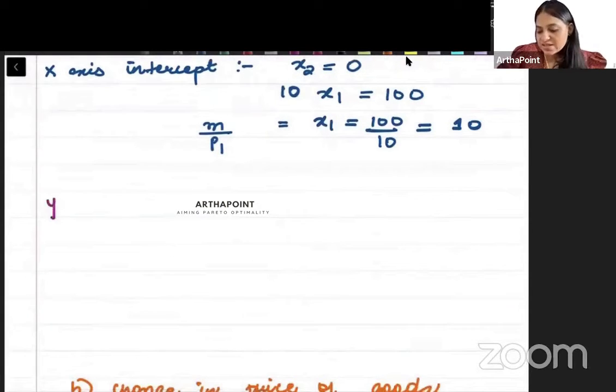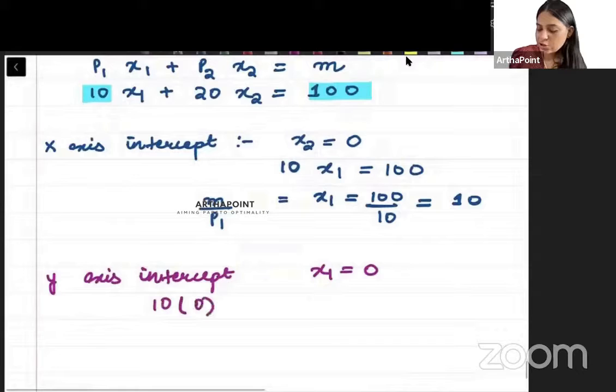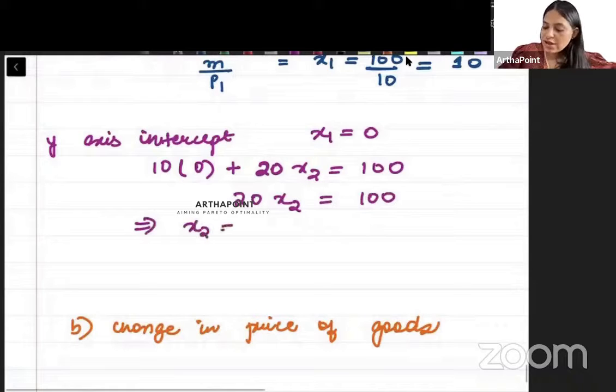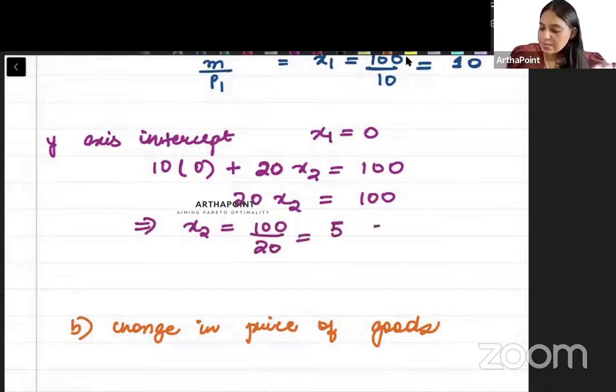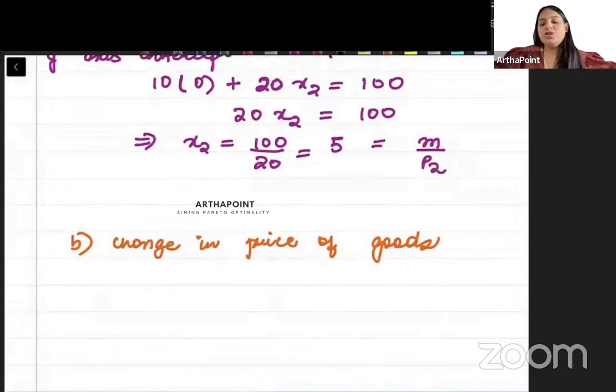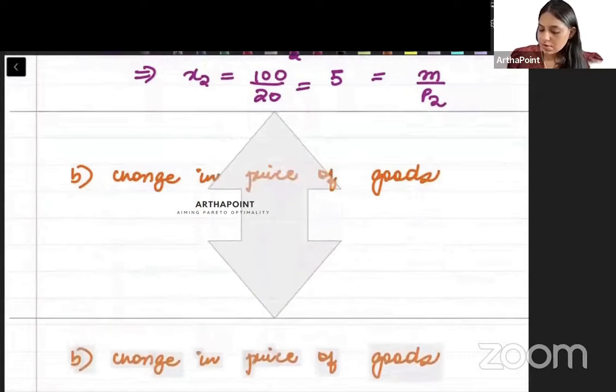अच्छा, what about y axis intercept, बेटा? Y axis intercept is when you put x1 as 0. x1 को 0 रखोगे, तो in this same equation, 10 into 0 plus 20 into x2 is equal to 100. बेटा, you will get 20 x2 is equal to 100. तो यहां से x2 का वैल्यू आ जाएगा 100 divided by 20, माने 5. This is nothing but m by p2, income by price of good 2. तो whenever we draw budget line, जब भी हम बजट लाइन ड्रॉ करते हैं, how do we get the budget line, बेटा?